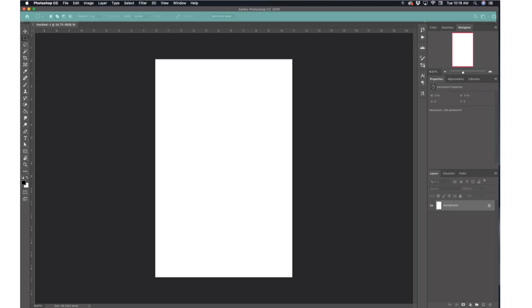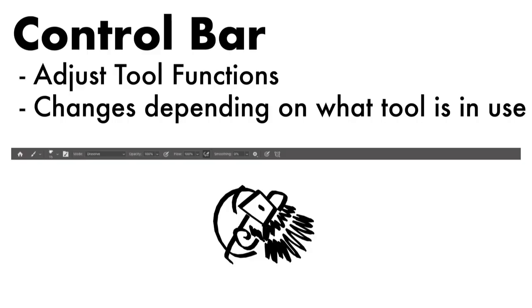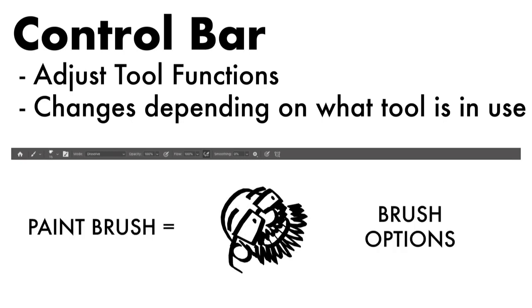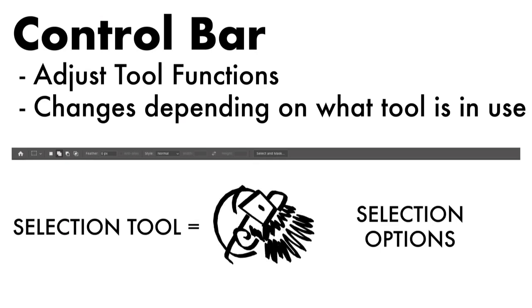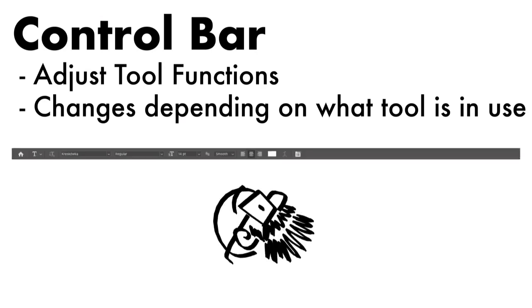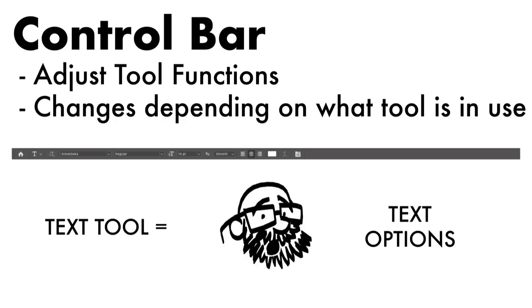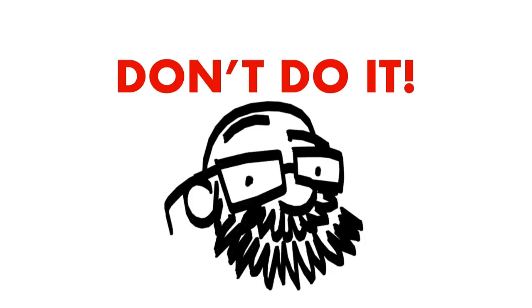At the top of our screen is the control bar, or tool option bar. This is where you can make adjustments to how a tool behaves, and it changes depending on what tool you are using. For instance, if you are using the paintbrush, you will have brush options. If you have a selection tool, it will have selection options. Text tool, text options. But don't use text in Photoshop. You hear me? Don't do it.